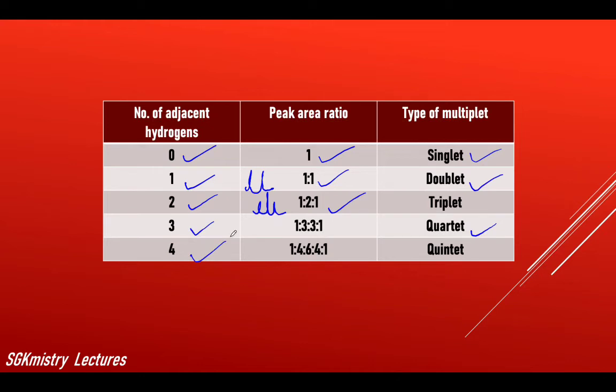Next, if the number of neighboring hydrogens is 4, then this will split into 5 signals, that is called a quintet, and the ratio is 1:4:6:4:1. So again 1 keep it as such, 1 plus 3 is 4, 3 plus 3 is 6, 3 plus 1 is 4, and the first and the last numbers keep it as such.